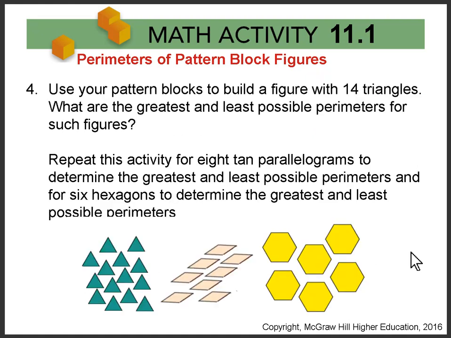In question 4, we ask you to take 14 triangles and build a figure. And think to yourself, how can I make that figure so that I have the greatest possible perimeter, and how can I make it so it has the least possible perimeter? Write that down, give a sketch. Then repeat this for 18 parallelograms and 6 hexagons. Each case you want to find the greatest perimeter and the least perimeter.